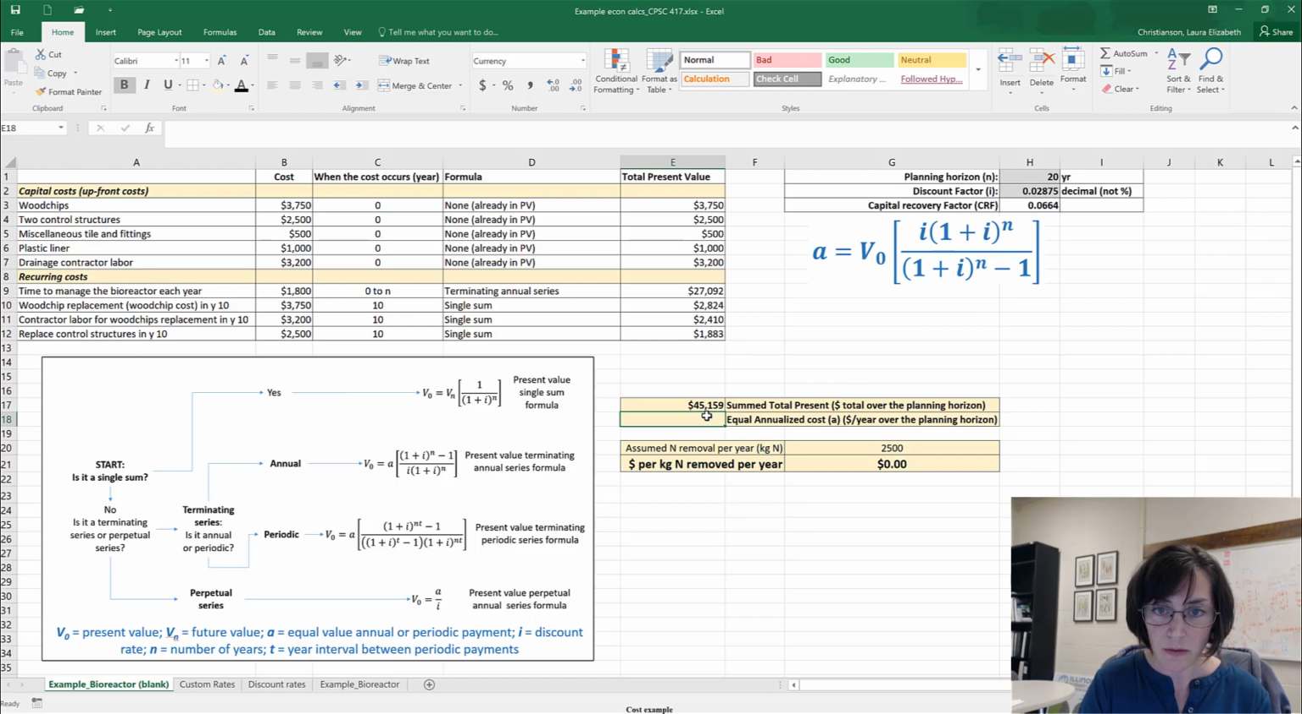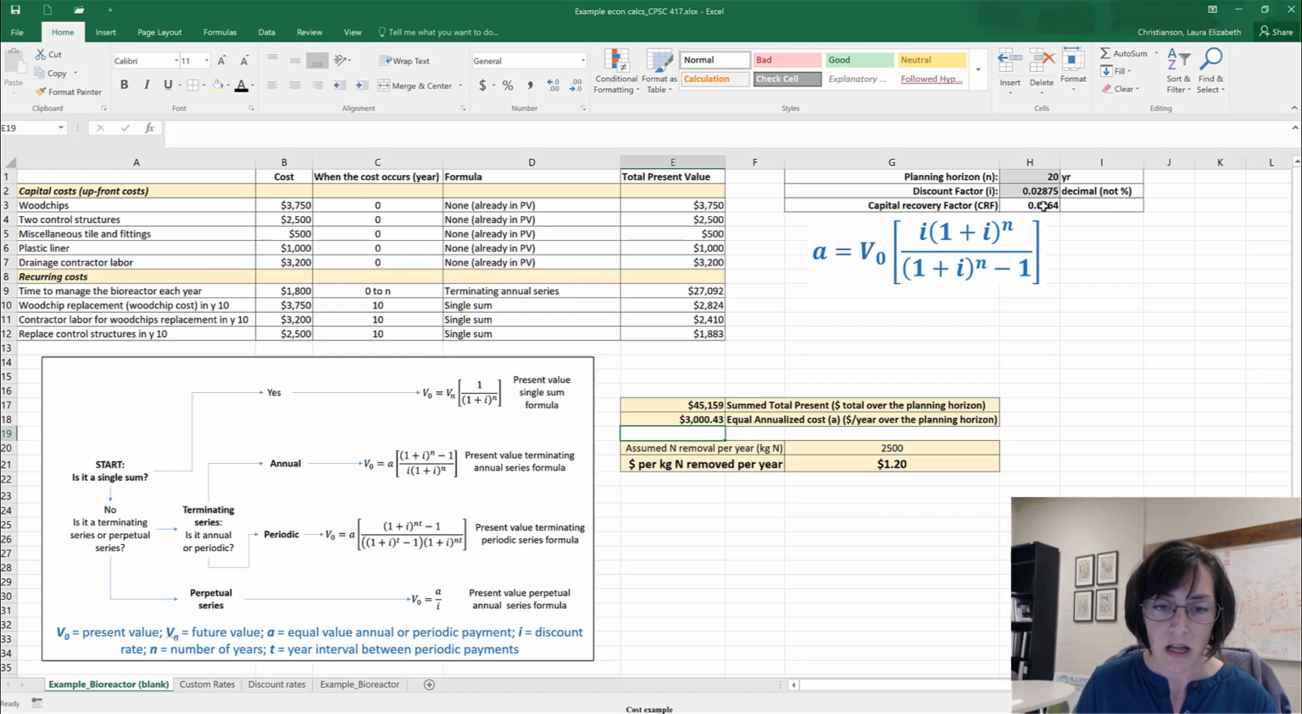And then to calculate my equal annualized cost, you see A in this formula. A is the equal value annual or periodic payment. In this case, it's just my equal annualized cost. So I'm going to do my value times my capital recovery factor. And that's that equation that's written in blue right there. So my equal annualized cost is about $3,000. And that's the dollars per year that this practice costs me over that 20-year planning horizon.